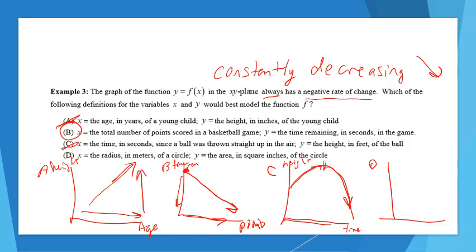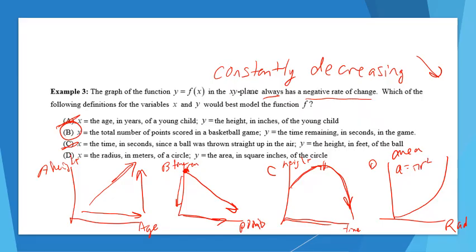And then D, the radius in meters of a circle and the area in square inches of the circle. This is probably going to be an exponential function, where this is radius and then this is area, because area equals pi r squared.